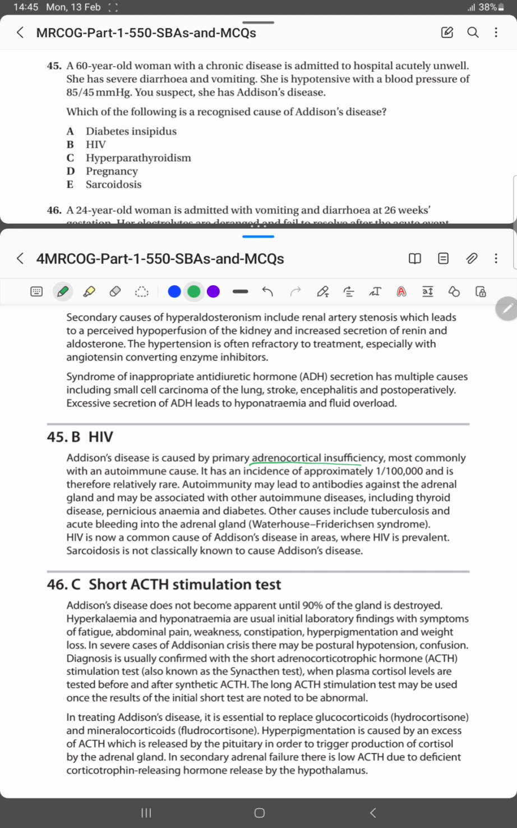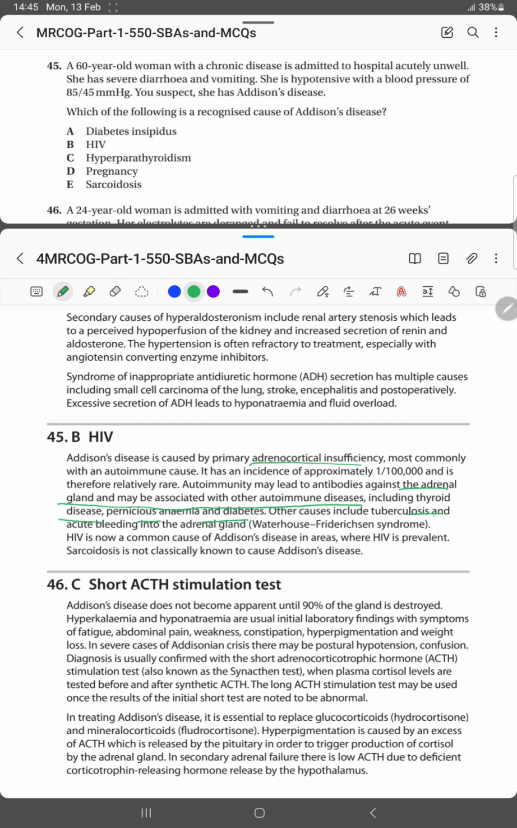adrenocortical insufficiency, most commonly with an autoimmune cause. It has an incidence of 1 in 100,000 and is therefore relatively rare. Autoimmunity may lead to antibodies against the adrenal glands, and may be associated with other autoimmune diseases, including thyroid disease, pernicious anemia, and diabetes.